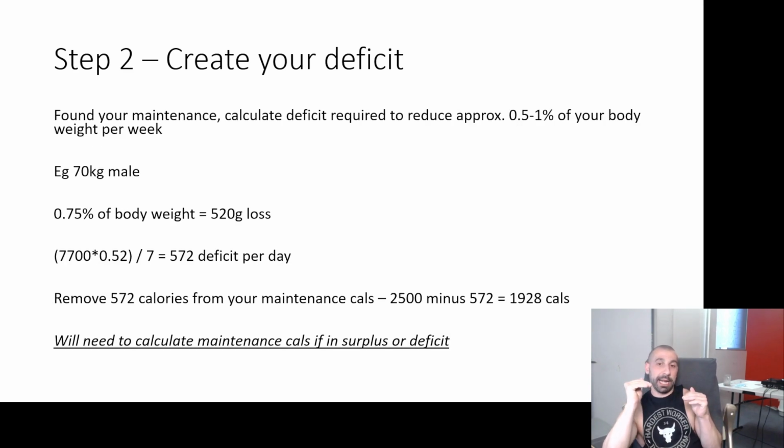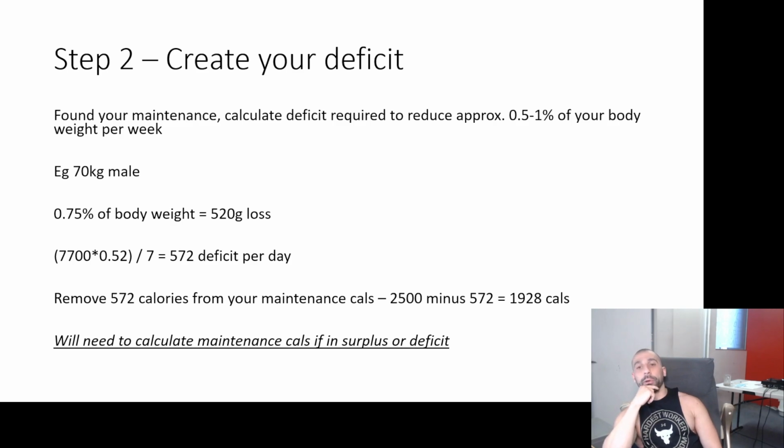We found your maintenance calories. We know we want to aim to lose between 0.5 to 1% of your body weight per week. So how much calorie drop do we need to do from that maintenance that we found to fall between that 0.5 to 1% body weight per week? It's not too hard. We could just use the previous equations that we did in the last couple of slides.